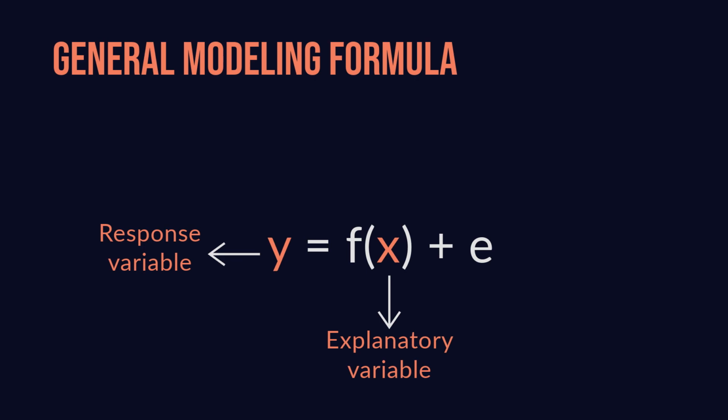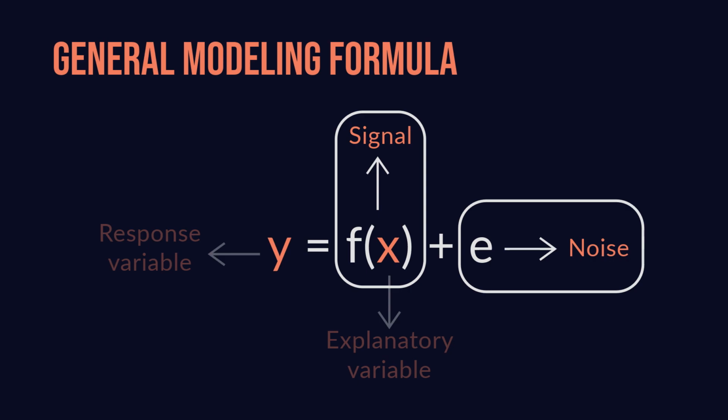Y is the variable you want to model and x is the variable you use to predict the values of y. F denotes a mathematical function that defines the relationship between y and x. F of x is called signal. E or epsilon is called the noise that represents the error in the model. In a perfect model, E becomes 0. This is one of the most important concepts in modeling. A good model has high signal to noise ratio.